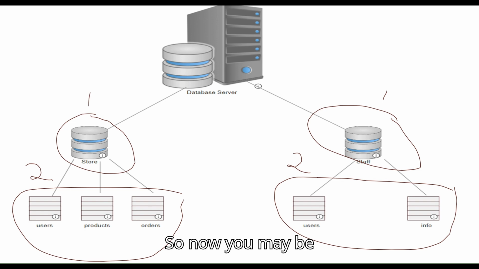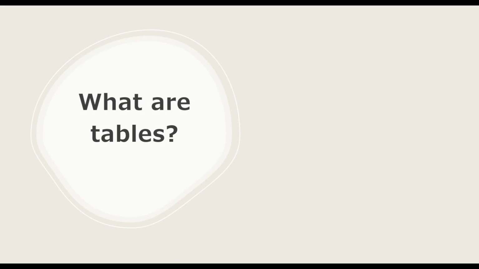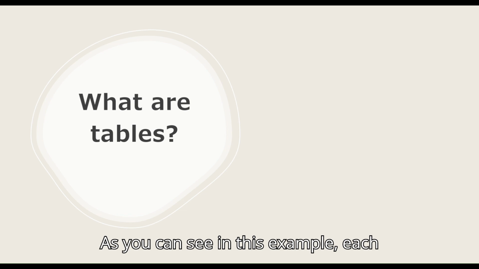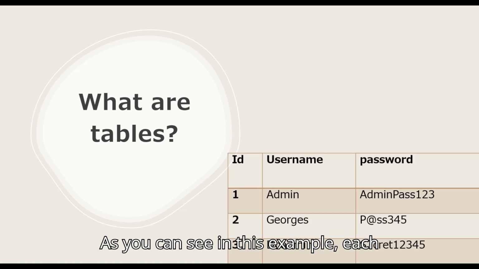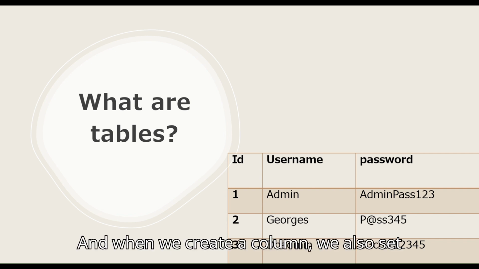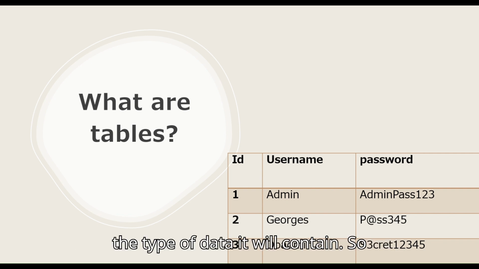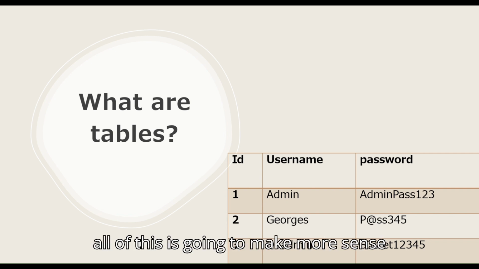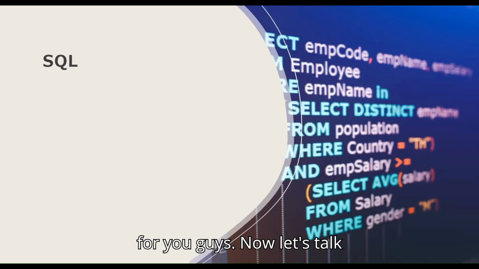So now you may be wondering, what are tables? Tables are just made of columns and rows. As you can see in this example, each column has a unique name per table. And when we create a column, we also set the type of data it will contain. So later on, I'm going to do a tutorial, and all of this is going to make more sense for you guys. Now let's talk about SQL.